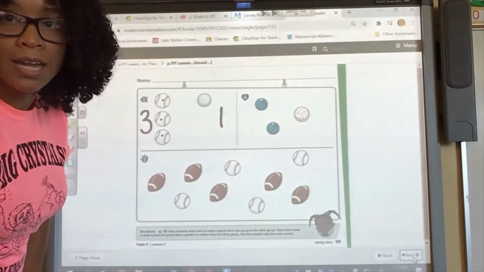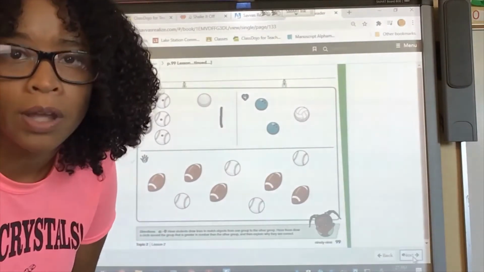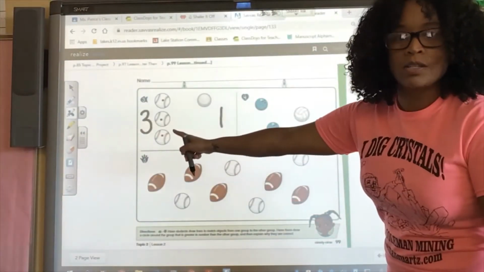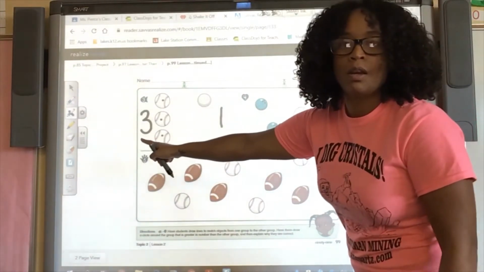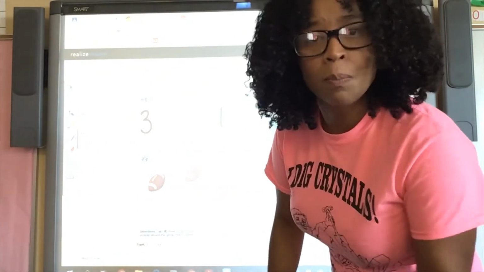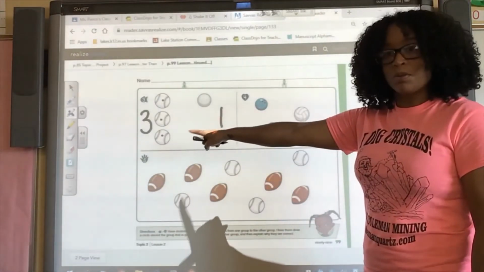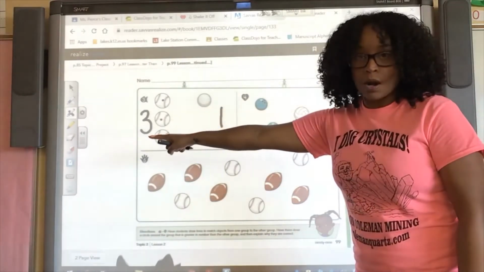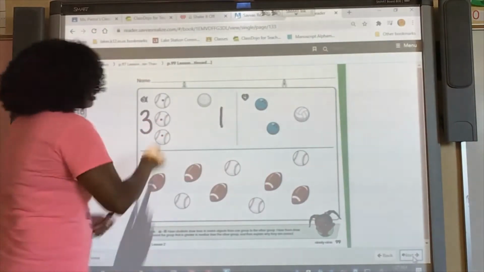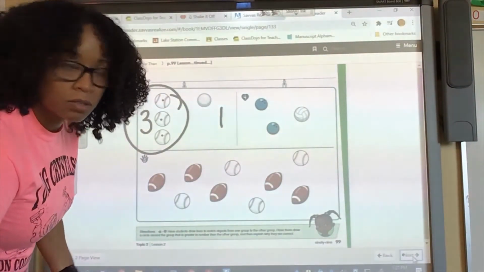So if we just look at the numbers, we have a 3 and a 1. Can you guys see that? Oh, there we go. Okay, so we have a 3 and a 1. Which one is greater? Which one is more? Which one is bigger? The 3. The 3 is bigger, it's more, and it's greater than the 1. So we know that there are more baseballs than there are golf balls.